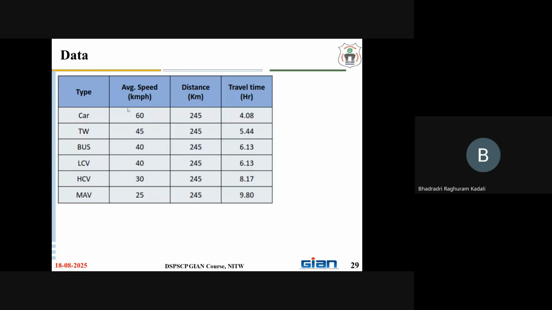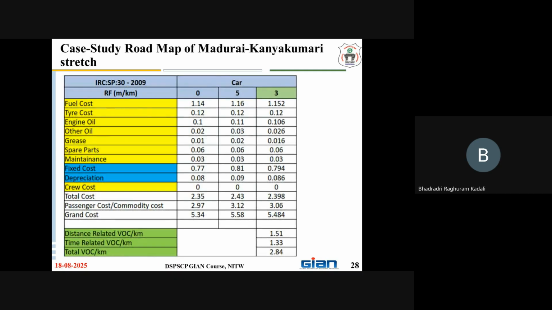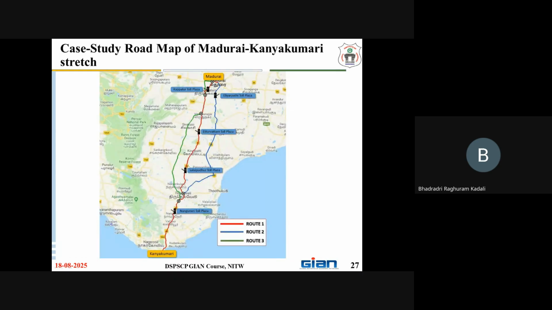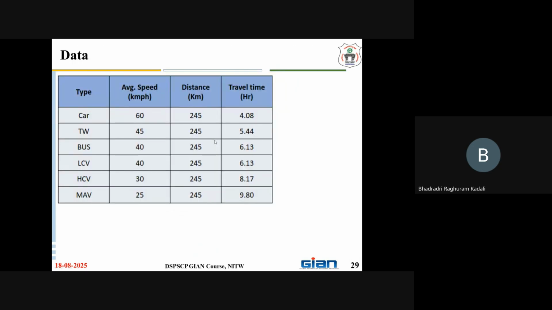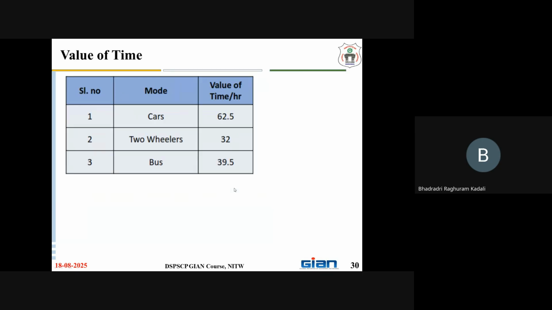Then, in the same way, we have the average speeds, the distance traveled and the travel times, and this is the given data. The distance traveled is 245 kilometers for this stretch, and the average speeds of the stretch are given. The travel times for the different categories of vehicles are also given, and the value of time for the different modes is also given, 62.5, 32, 39.5, which are taken from IRC SP30.